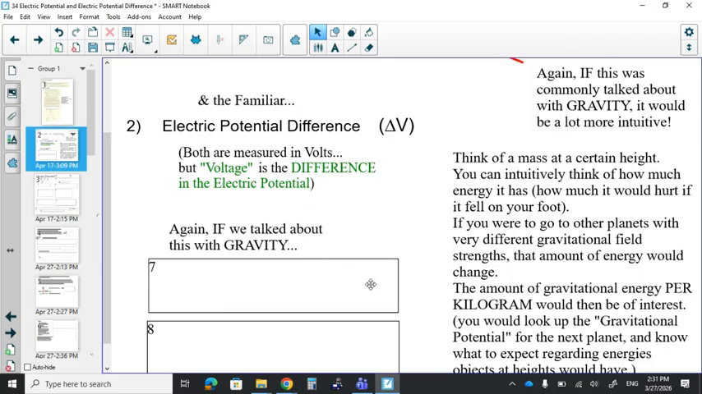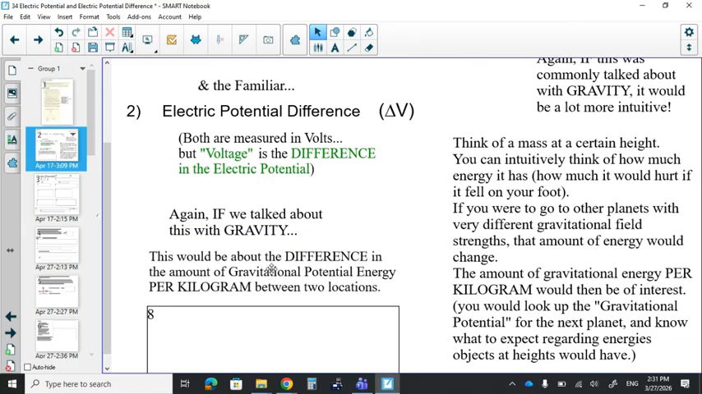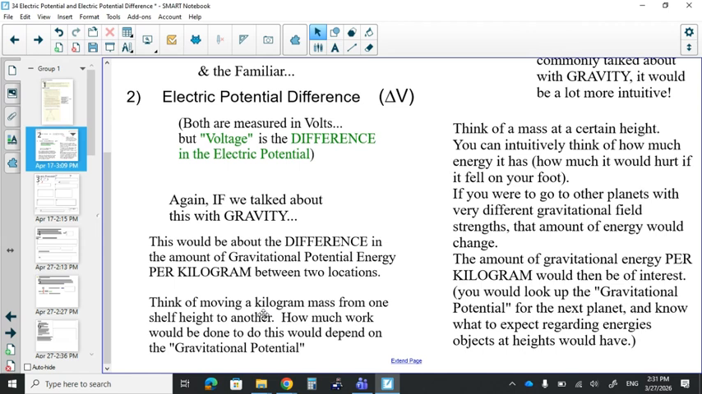So again, if we talked about this with gravity, it would make more sense. This would be the difference in the amount of gravitational potential energy per kilogram between two locations. So picture items on a shelf, moving a 1 kilogram mass from one shelf to another. How much work would be done to do this? Well, that would depend on your gravitational potential, and that amount of energy would be your gravitational potential difference. So think about how much work would be done to do this. That would be equal to your gravitational potential difference.